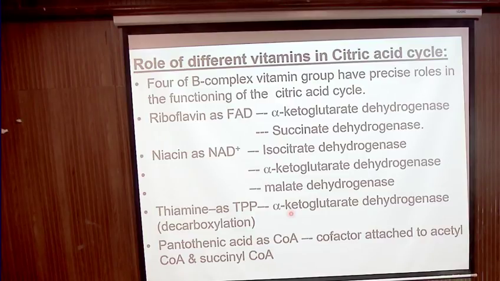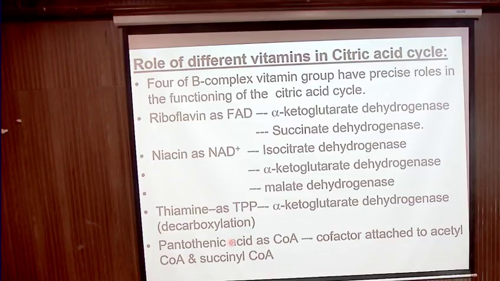Thiamine, as TPP, has a role in the decarboxylation reaction of alpha ketoglutarate dehydrogenase. TPP has a very significant role. Deficiency of thiamine can in fact entirely stop the process of the TCA cycle and can cause multiple problems, whether in glycolysis or in the TCA cycle, and can be a major hindrance. Pantothenic acid, as CoA, is the cofactor attached to acetyl-CoA and succinyl-CoA. Each of these functions will be dealt with in greater detail when we are talking of the B complex group of vitamins.